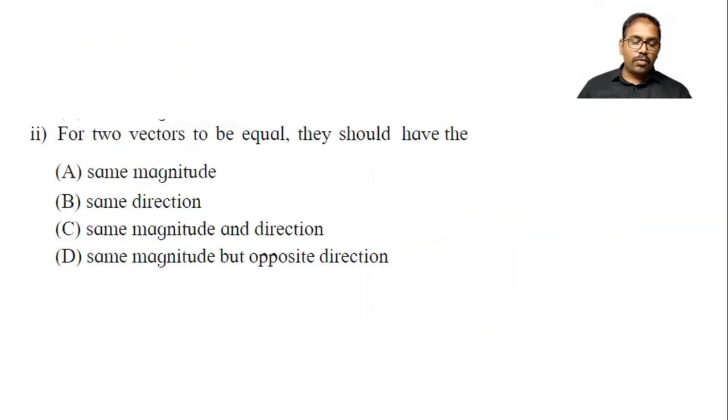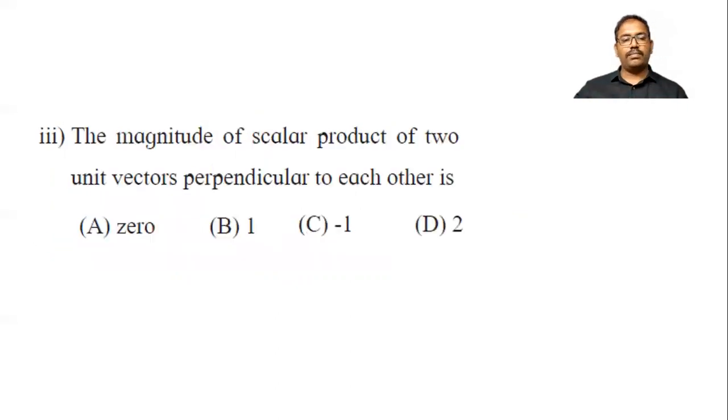Next question. For two vectors to be equal, they should have, listen, a vector having magnitude and direction. A vector changes when either magnitude or direction changes. If two vectors are to be the same, then they must have the same magnitude and direction. So answer C.